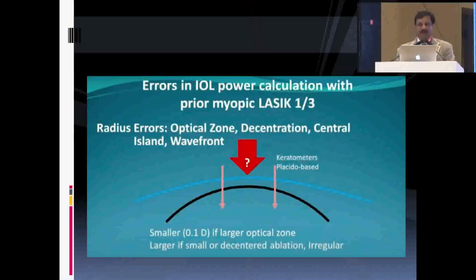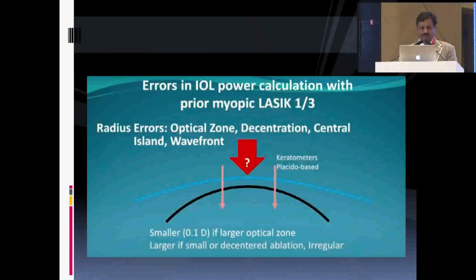Now, talking about what errors we are actually dealing with in this subset of population. Error number 1 in the prior myopic LASIK patients is the radius error. What I actually mean by radius error is that when you do a refractive surgery, you calculate what is the optical zone required. Sometimes you can end up with decentration and little islands where you have actually not ablated, or you have decentered the ablation, and there could be some central islands left, and whether you have done a wavefront optimized or customized treatment, that all translates onto the cornea, and this is what ultimately leads to those refractive surprises.